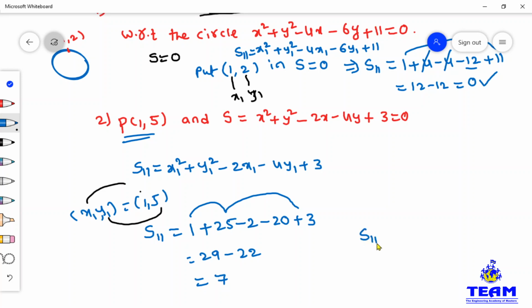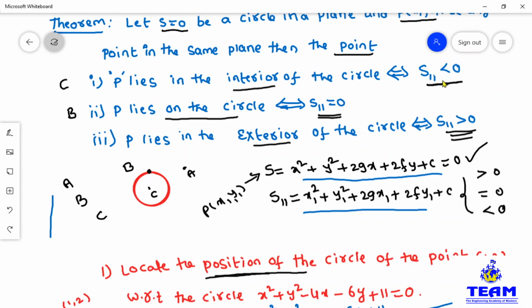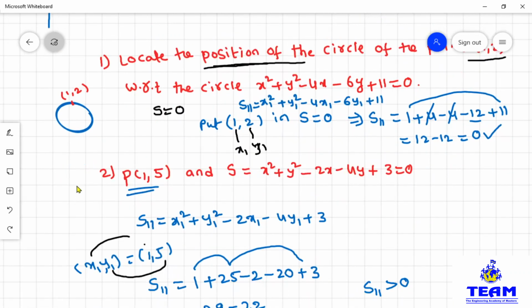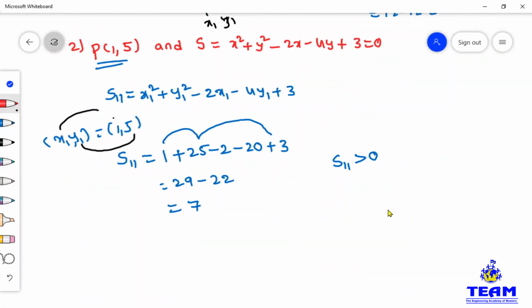So S11 is greater than 0. Yes or no? When S11 is greater than 0, then what can you say from the known theorem? S11 less than 0, S11 equal to 0, here S11 greater than 0. So you can say the point P lies in the exterior of the circle. Friends, now I will show you the graphical representation of exterior. Here let us consider the circle is this one.